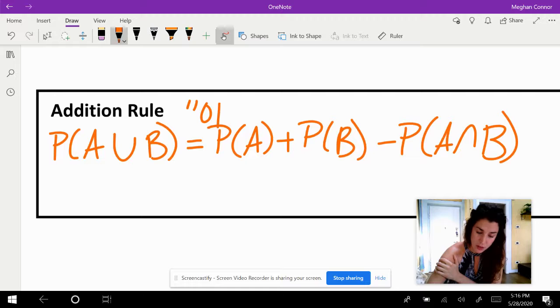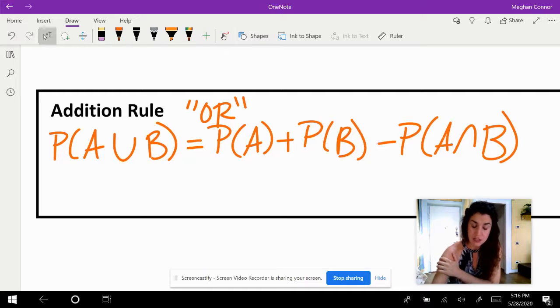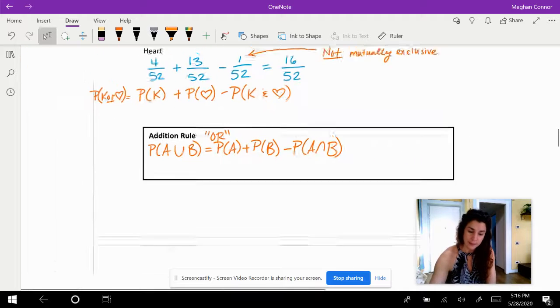Look for the word "or." That is going to be your key that you need to use the addition rule. Okay, let's practice.